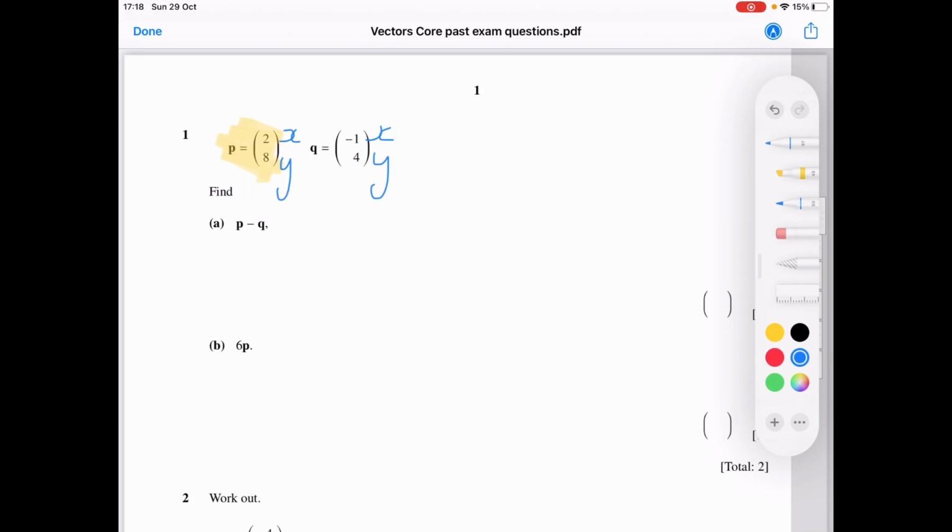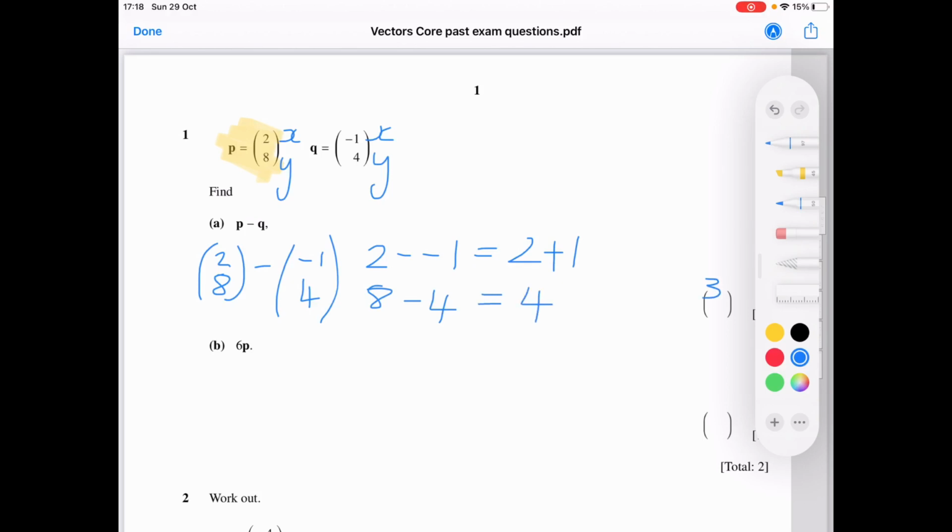So the first question, A, asks us to find P minus Q. So that's our column vector of 2 and 8 minus Q, which is our -1 and 4. So we do our x values, which is 2 minus -1. And then we have 8 minus 4. So 2 minus -1 becomes positive, so it becomes 2 plus 1, which gives us 3. And then 8 minus 4 is equal to 4. Remember, these are calculator questions, so if you're unsure and you need that calculator, please use it to double check your answers, make sure you're getting them correct.